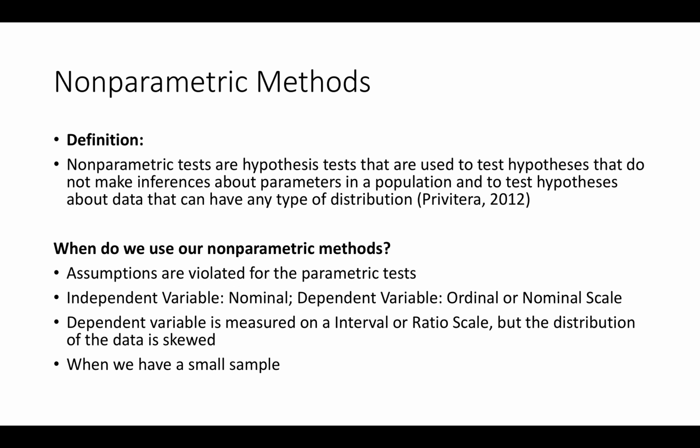One is when the assumptions are violated for a parametric test. The second is when the independent variable is measured on a nominal scale, but the dependent variable is measured on an ordinal scale or a nominal scale. Another scenario would be if the dependent variable is measured on an interval or ratio scale, but the distribution of that data is skewed. Or when we have a small sample, some researchers opt to use the non-parametric test when they have a sample that's less than 30. In this class, we'll primarily be concerned with these three reasons for using our non-parametric methods or non-parametric tests.